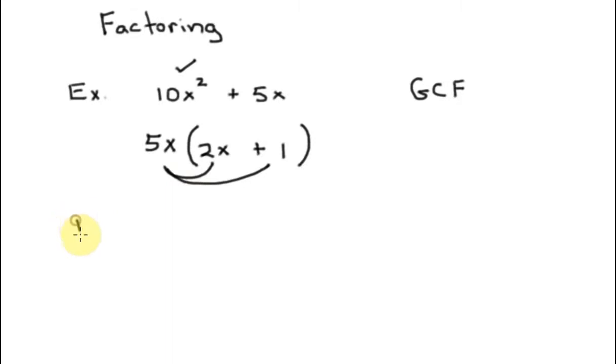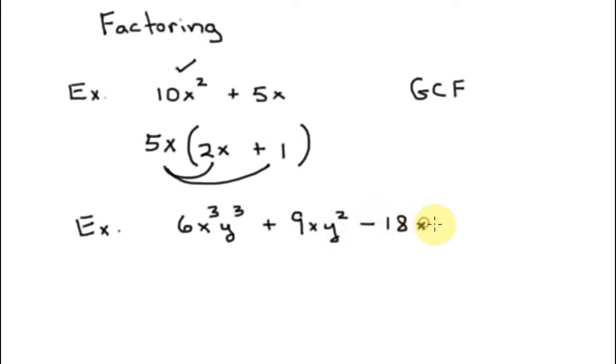So we're going to move on to the next example. We're going to try to factor 6x cubed y cubed plus 9xy squared minus 18xy. Looks quite a bit more complicated, but we're just going to go about it step by step.